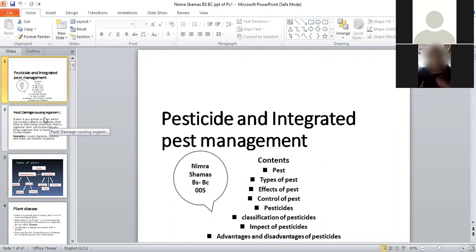Contents. Before discussing the topic, we have to get information about the content of the pesticide and integrated pest management. Contents are pest, types of pest, effects of pest, control of pest. It means methods to control pest, pesticide, classes of pesticide, impacts of pesticide, and advantages and disadvantages of pesticide.